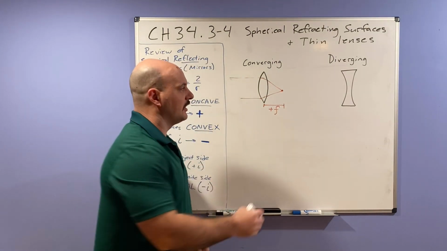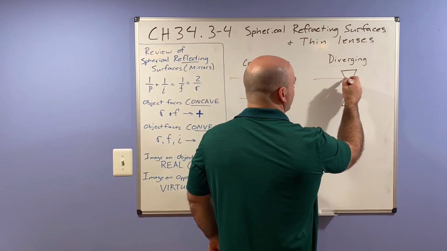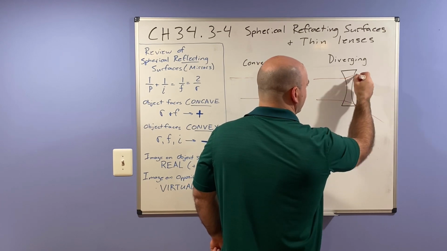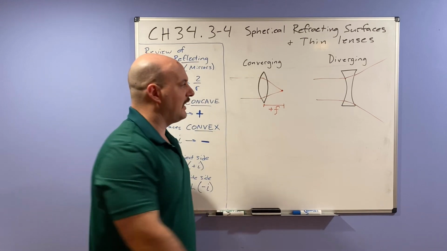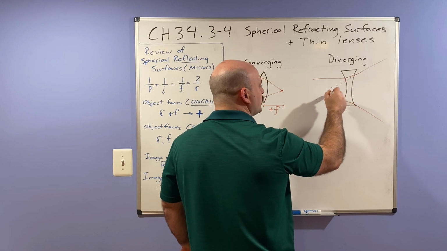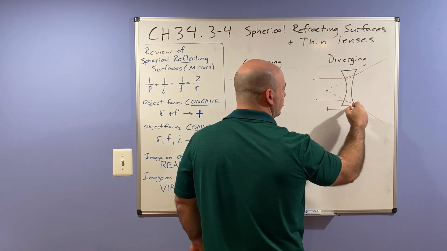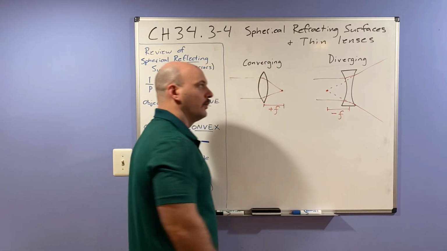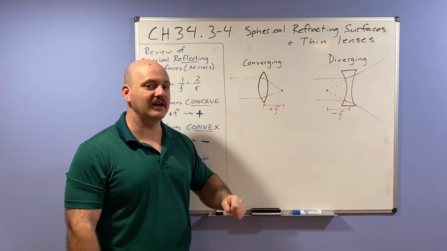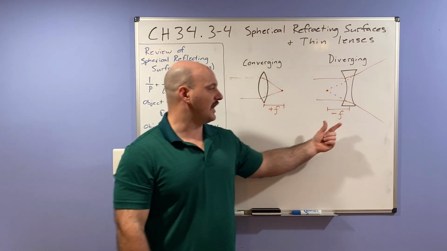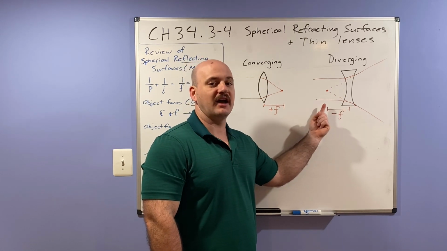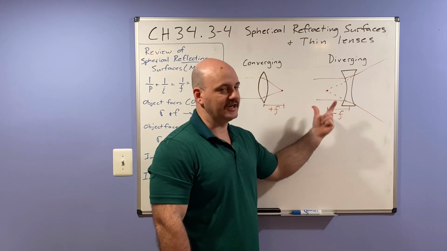A diverging lens, on the other hand, the light rays come in and they refract out the opposite way, and they diverge away. And if we make a ray tracing back, we would say it has a virtual focal point, right, which would have a negative value. So converging lenses have a positive focal length, which forms on the opposite side of the lens from the object. Diverging lenses have a negative focal length, and that focal length is on the same side as the object. It's on the object side.